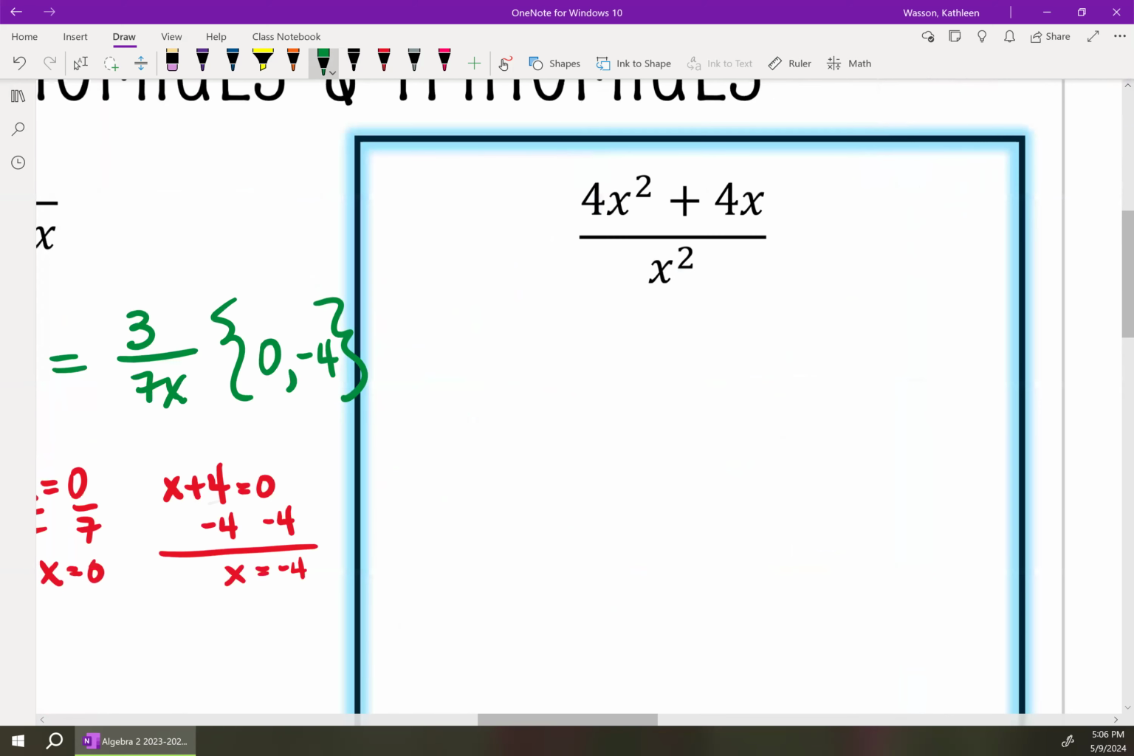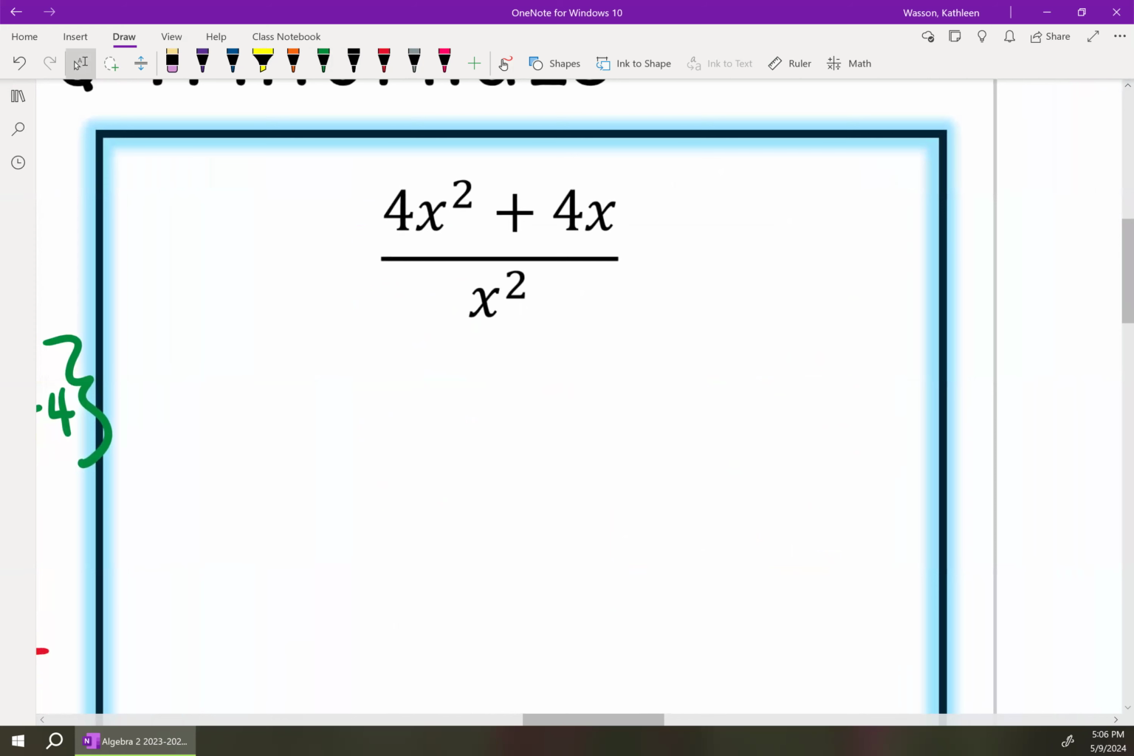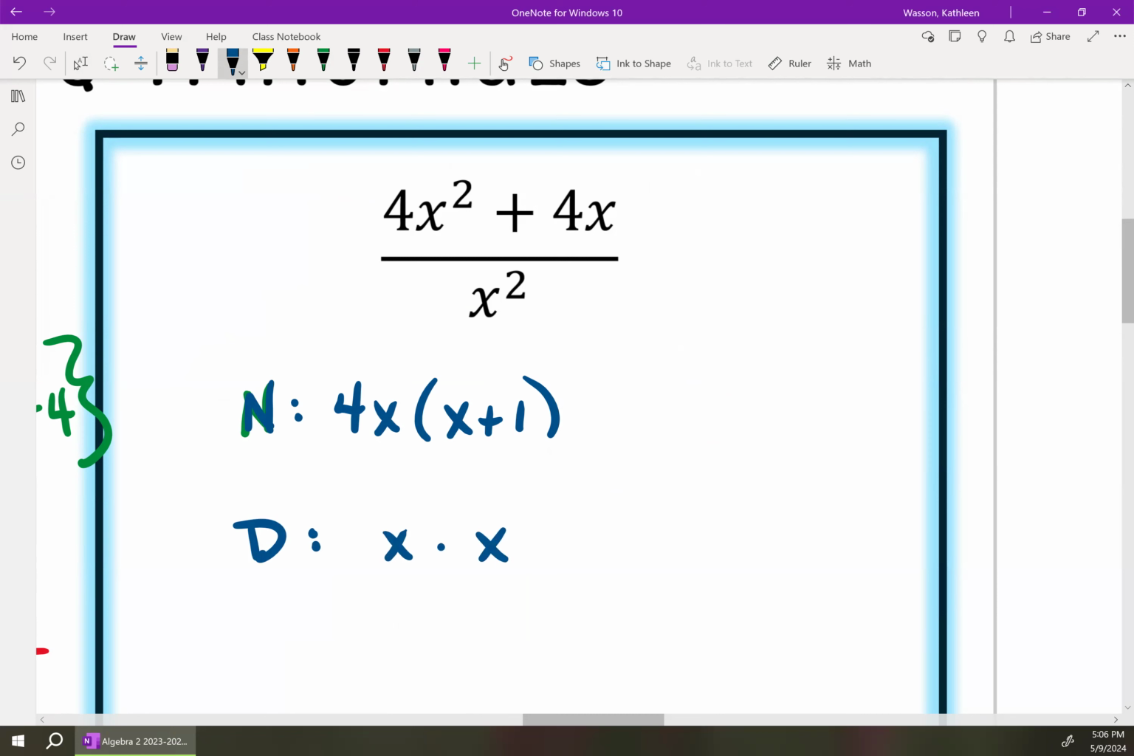Here's another example. If I divide 4x squared plus 4x by x squared, my numerator is 4x times x plus 1 when it's factored. And my denominator can be written as x times x. That's expanded.